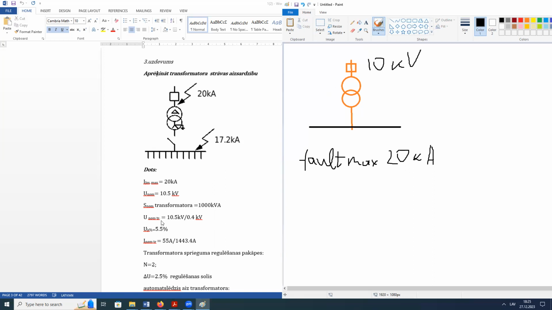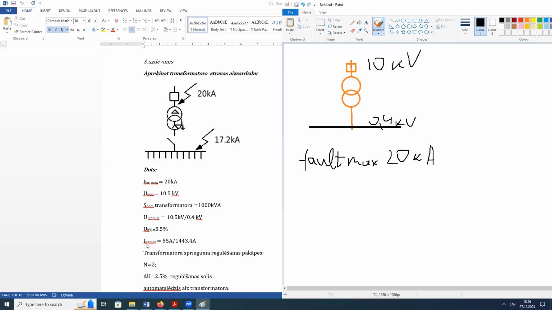That's why this is a true transformer voltage of 10.5 to 0.4 kV. So low voltage is 0.4 kV, and high is 10.5. UK 5.5 is special transformer information from the manufacturer about the fault voltage in the transformer. This is used to calculate the transformer resistance, as you have done in the previous task.